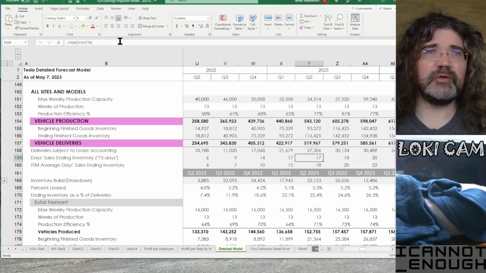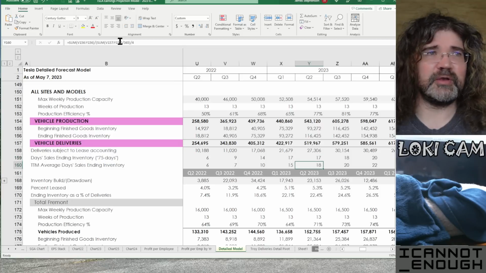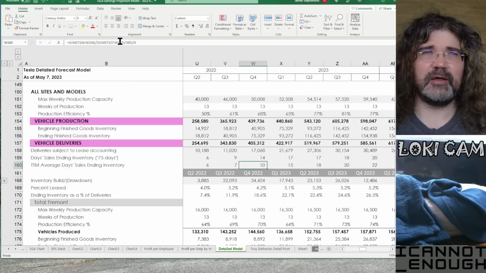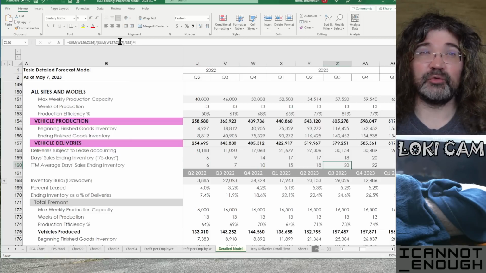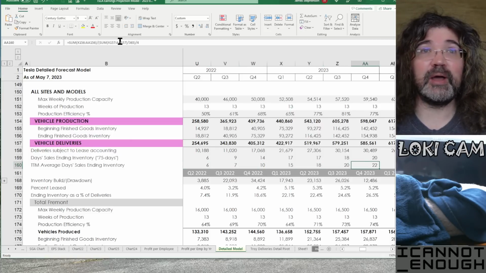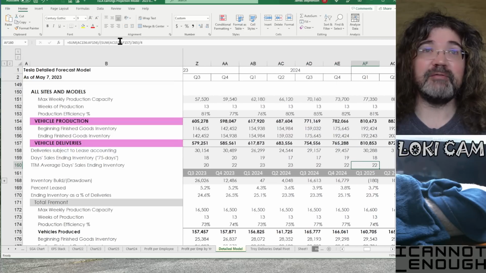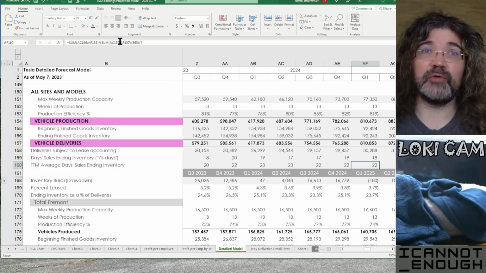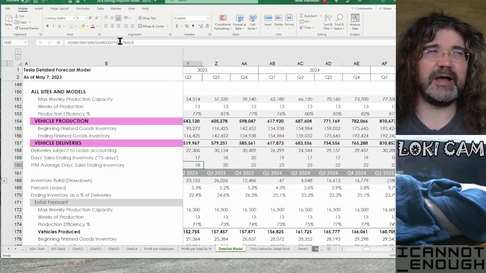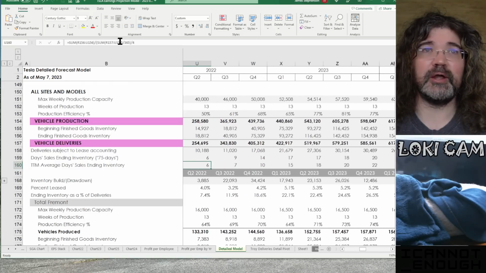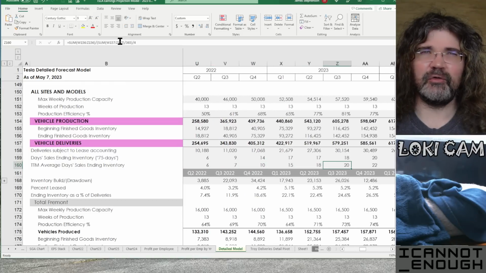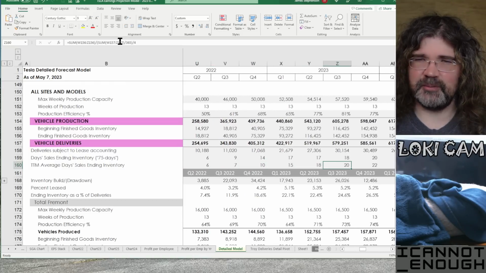Here's the lease accounting numbers, days sales and ending inventory, 12 trailing month average, days of sales and ending inventory. These numbers are going to rise as Tesla ends the wave, but I don't have them growing to crazy high numbers. I don't have them even making it to 25 days of sales and ending inventory. And the reason for that is more localized production.